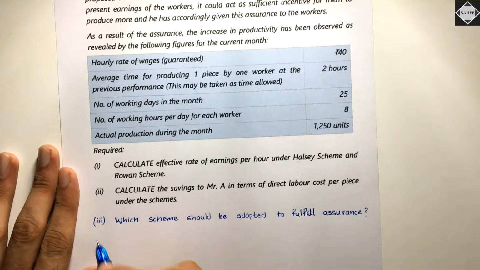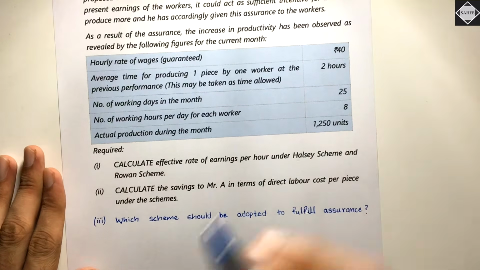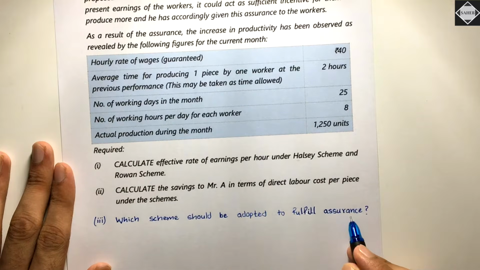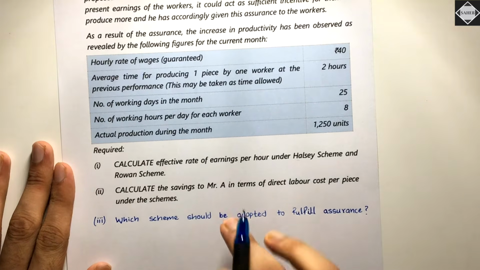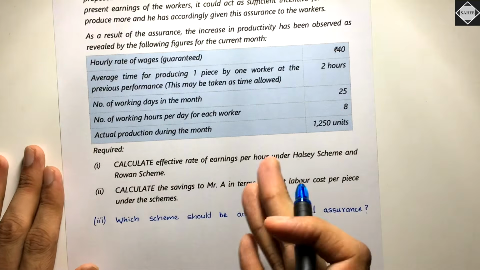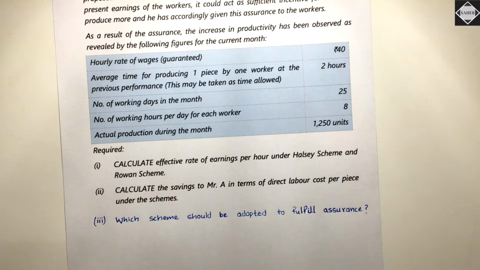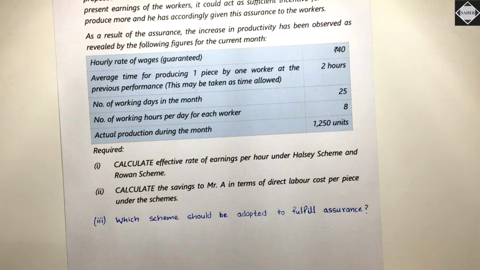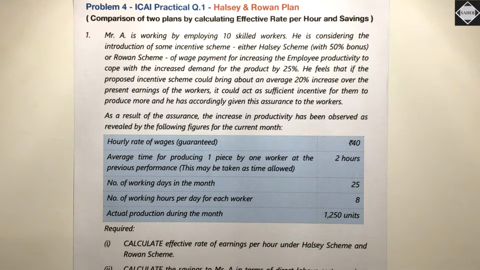Then the third requirement is the extra requirement that I have put over here. Which scheme should be adopted to fulfill the assurance? Now this requirement is not there in the current module, but in the old modules it used to be there. So that's why I have put this, and it's an interesting requirement, so we'll see how it works. And it's a bit confusing also. Don't worry, we'll see that. Now let's just go to the solution and solve this question.